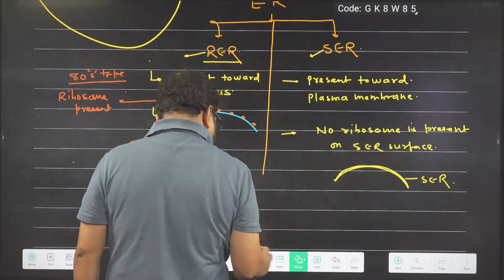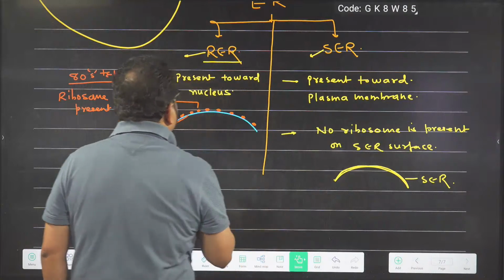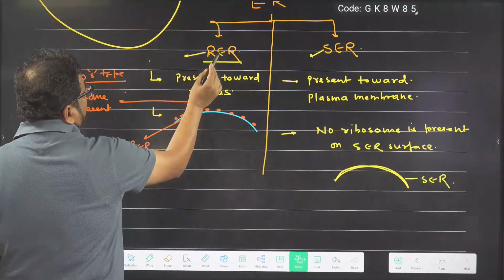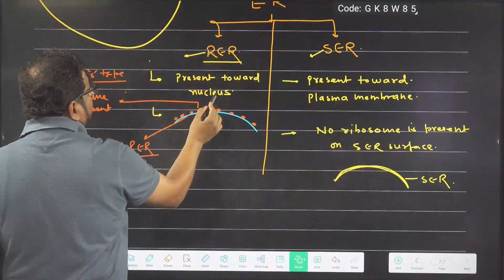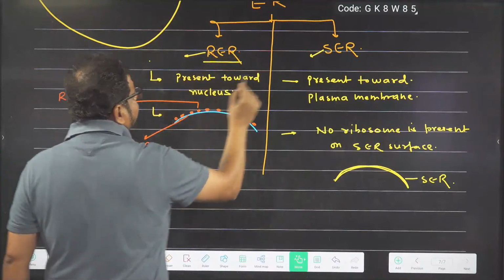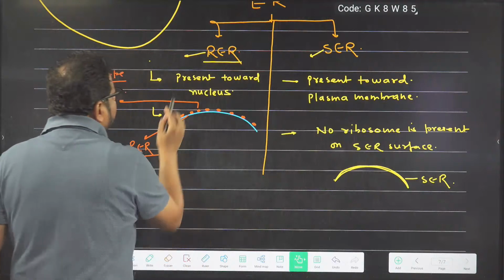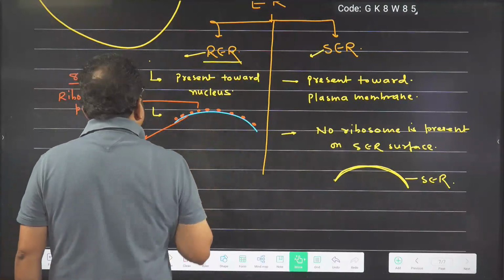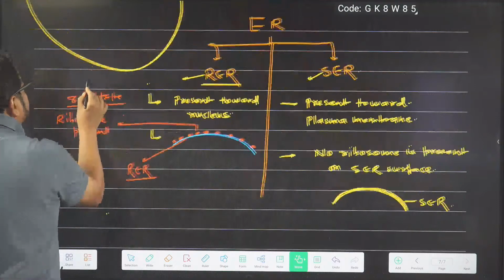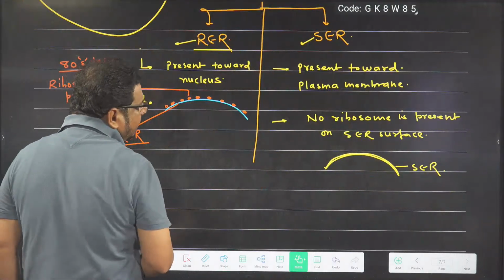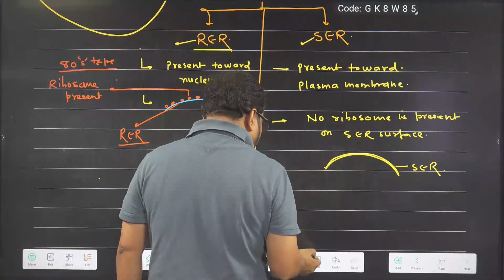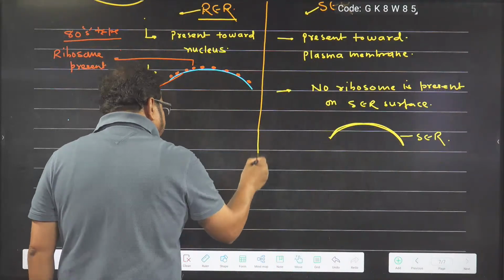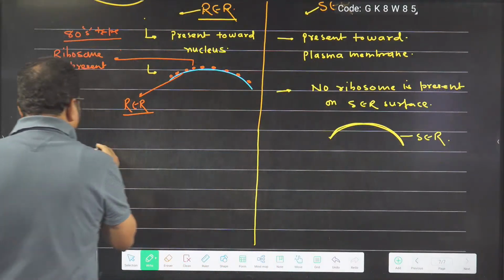But before that, let me write some more differences between RER and SER. RER is present toward the nucleus. R for rough, S for smooth. Why is it looking rough? Because ribosome is present on its surface. And which type of ribosome? 80S type of ribosome. Got the idea? Here ribosome is not present on its surface. Now I am writing some more differences.